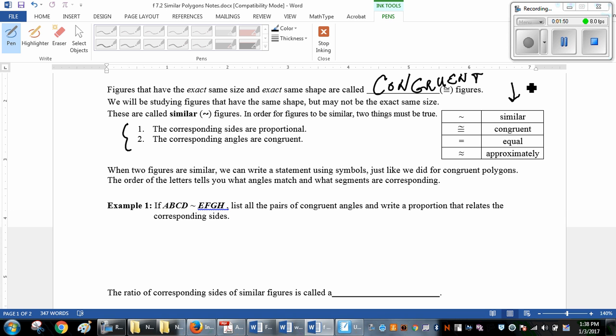So we have A, B, C, D. We don't know what it is. It's some quadrilateral with A, B, C, D, similar to E, F, G, and H. We want to list all the pairs of congruent angles and write a proportion that relates corresponding sides.